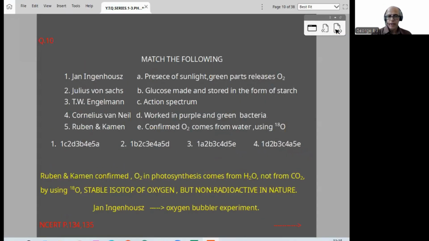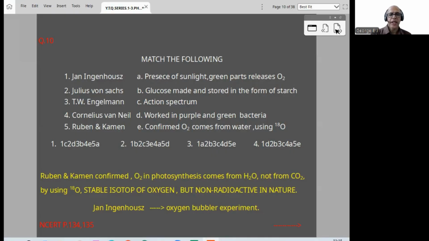Another important question follows. Historical account: Jan Ingenhousz, in the presence of sunlight, green parts release oxygen. Julius von Sachs, it's a famous direct question: glucose is made and stored in the form of starch. So Julius von Sachs, glucose. This way you can make some mnemonics.